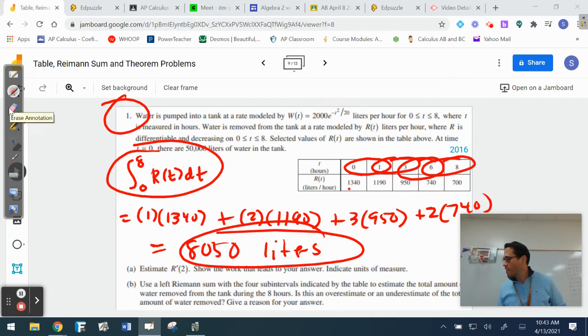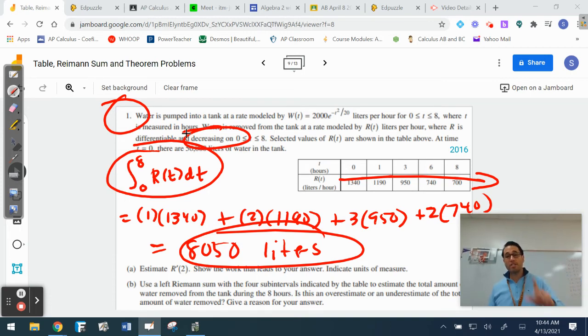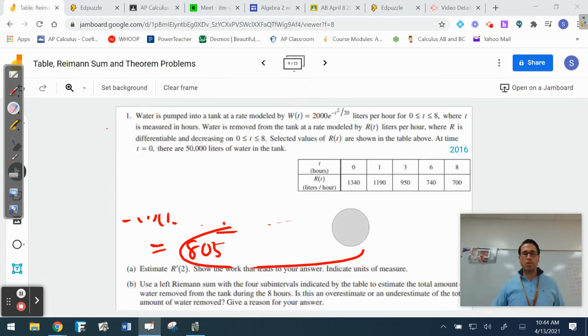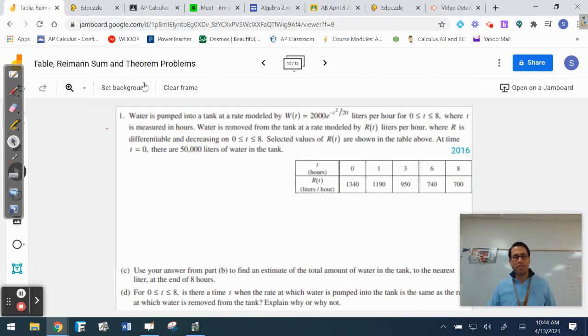But then you have to explain whether or not this is an over or an underestimate. It is a decreasing function. It says it right there. And whenever it's a decreasing function, your left Riemann sum or LRAM will always give you an overestimate. And that would get you the 3rd point. So far you do parts A and B correct, that's 5 out of 5. You're well on your way to that 5 on the AP exam.